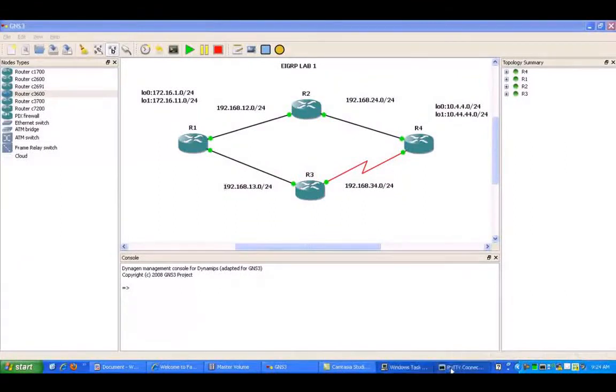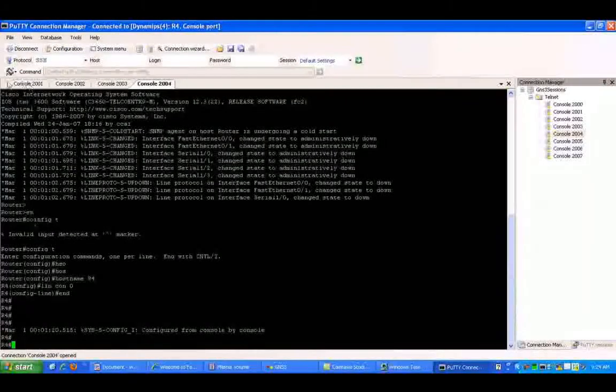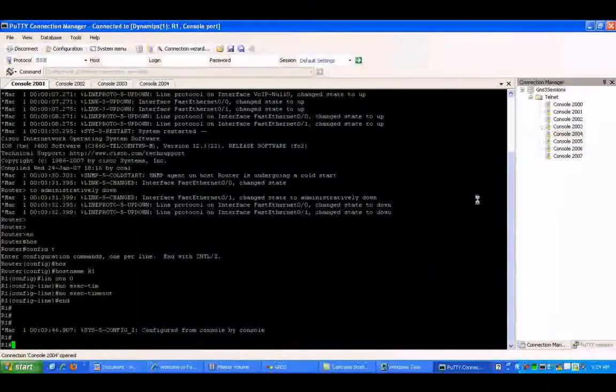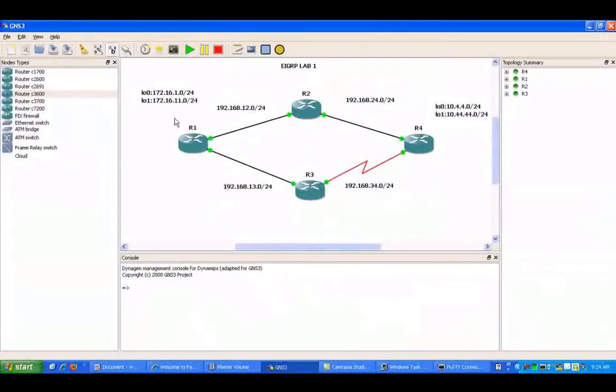So what we have for you is all the routers are already configured and running. So now we need to do the IP addressing. On router 1 we have two loopbacks, both on the 172.16 network, 1 and 11. We also have two loopbacks on router 4. We have two networks on router 4, loopback 0 and 1, the 10 networks, the 4 and 44. Then we have the connections in between, which are router 1 to 2 is 12, router 1 to 3 is 13, and so forth.